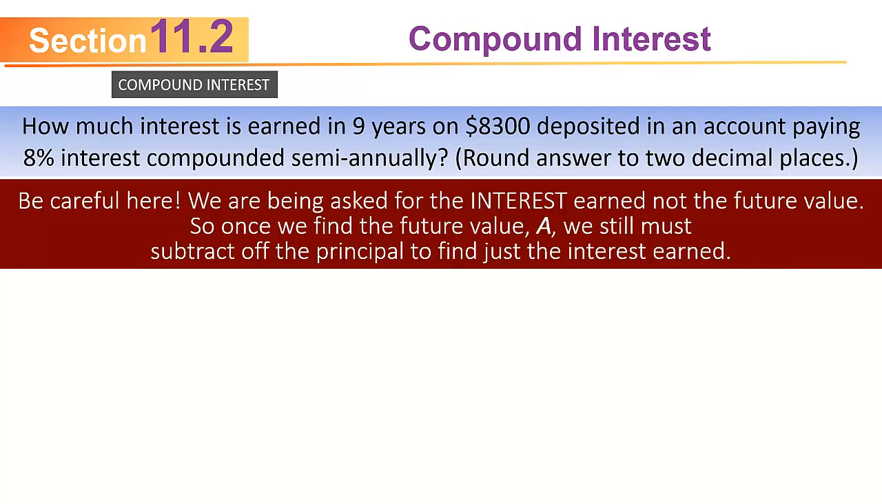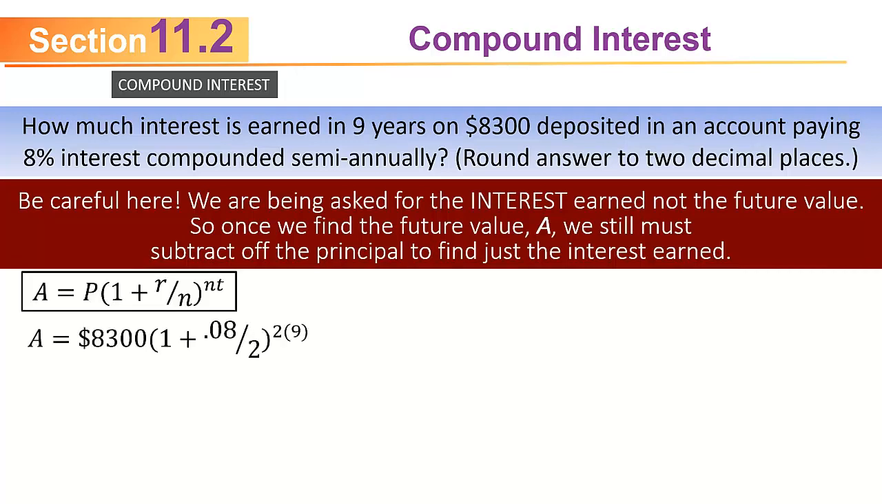So don't get so involved in doing the calculation that you forget that the question actually only asks for the interest. So you start off with the same formula. The principal is $8,300. The interest rate is 8%, which is 0.08. It's compounded semi-annually. That's twice a year, so N is 2. And it's for 9 years, so T is 9.